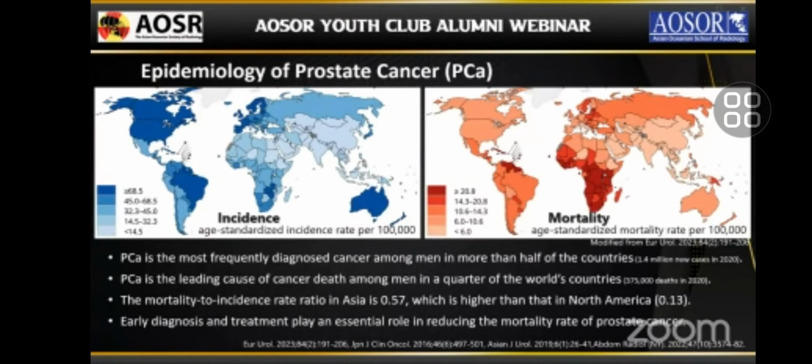Prostate cancer is the most frequently diagnosed cancer among men in more than half of the countries. It is also the leading cause of cancer-related deaths among men in several regions. The mortality to incidence ratio in Asia is significantly higher than in North America. Early diagnosis and treatment play an essential role in reducing the mortality rate of prostate cancer.